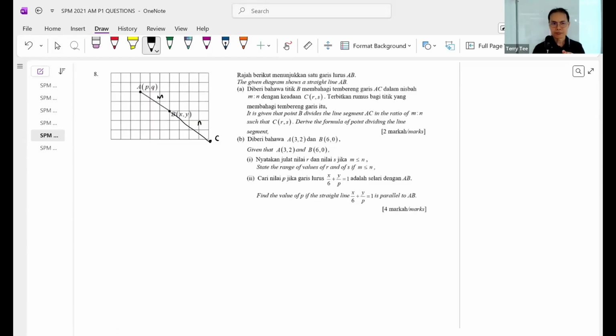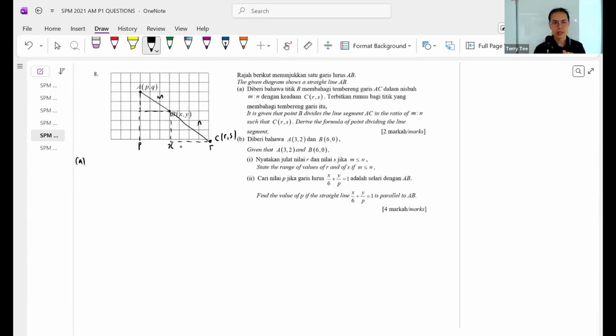Okay, remember, for the division of a line segment, we need to use what we call similar triangles. Now if you extend this, this is P, right? This is your x coordinate. This is your x coordinate. This is your x coordinate. C is what? (r, s). So we put r here.